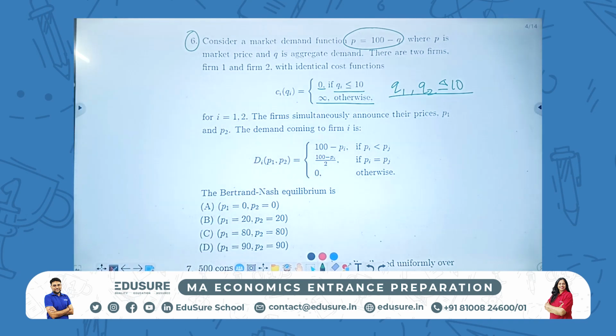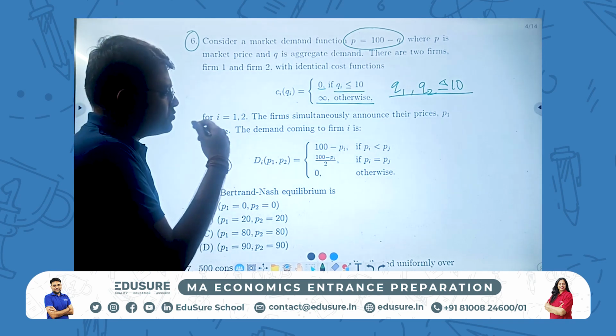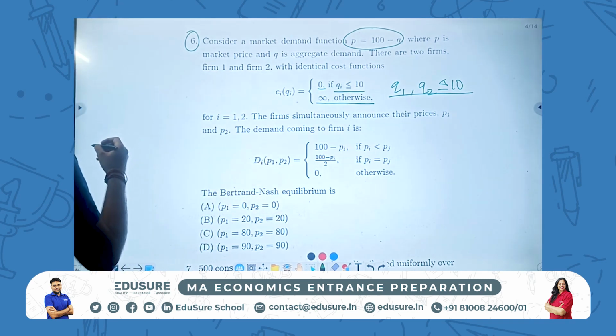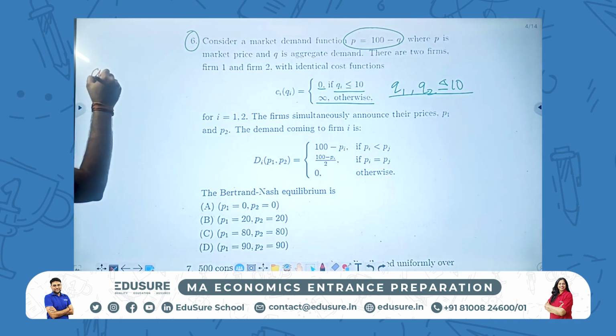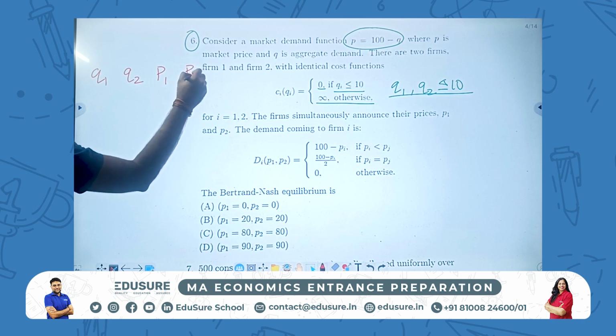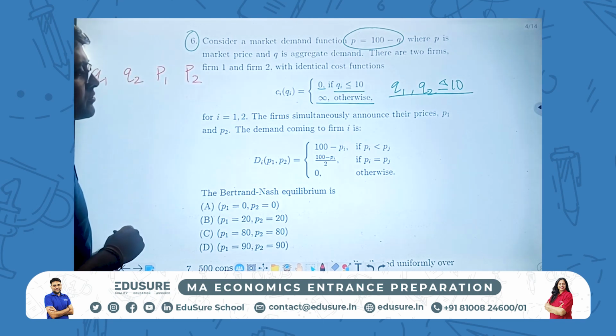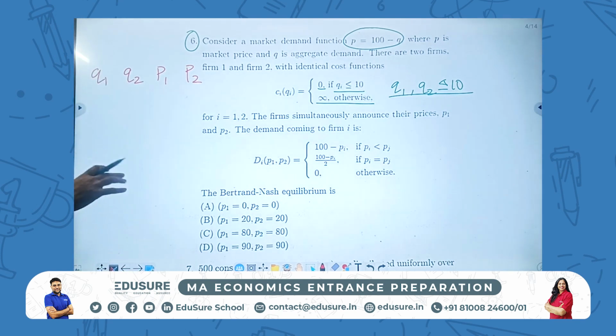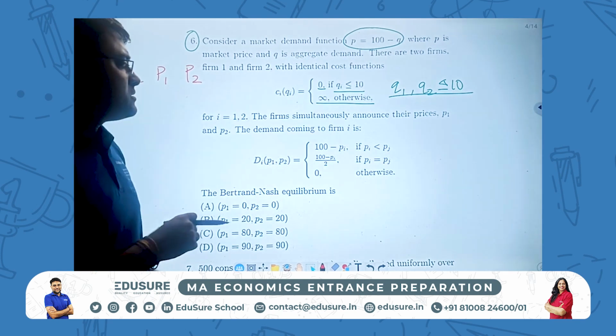The firms simultaneously announce their prices P1 and P2. The demand is this. Okay. So let's make a table where I have Q1, I have Q2, I have P1 and I have P2. Now, the demand coming from firm i is what?